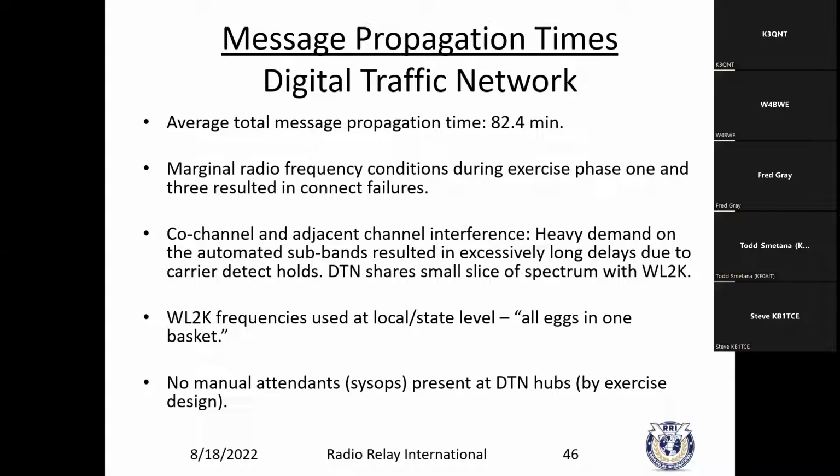Another problem that we noticed is that, of course, in the digital traffic network, the nodes are set up to be non-directional. Okay, so these non-directional nodes typically operate at 100 watts using non-directional antennas like dipoles and so forth. And there was no real flexibility for targeting the disaster area.